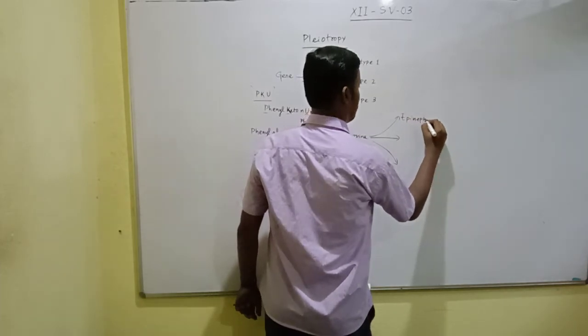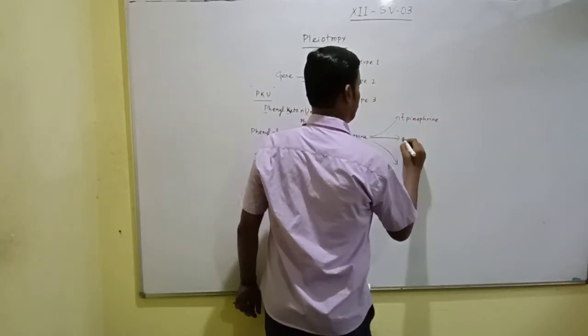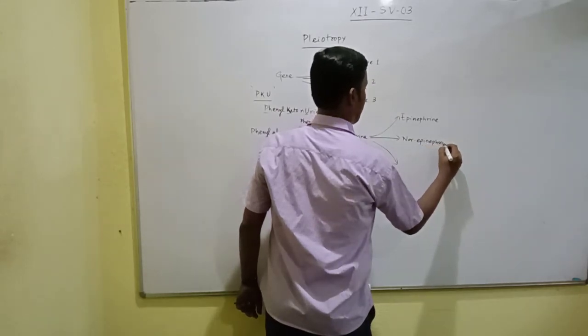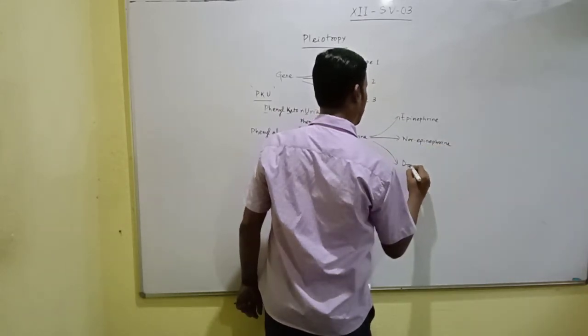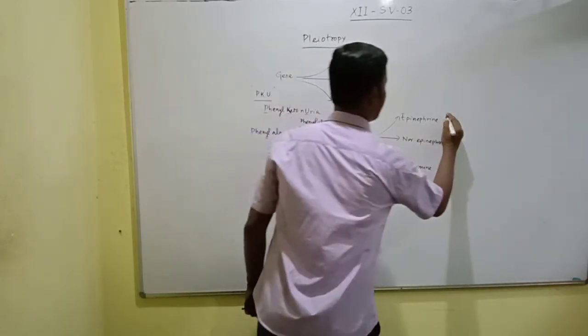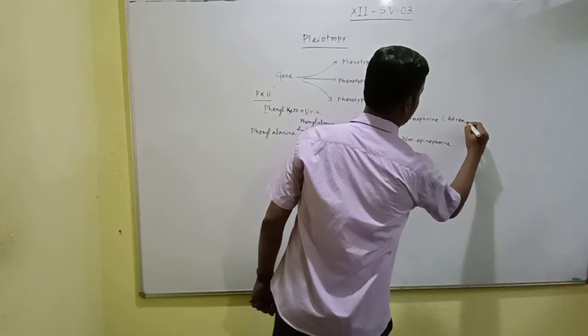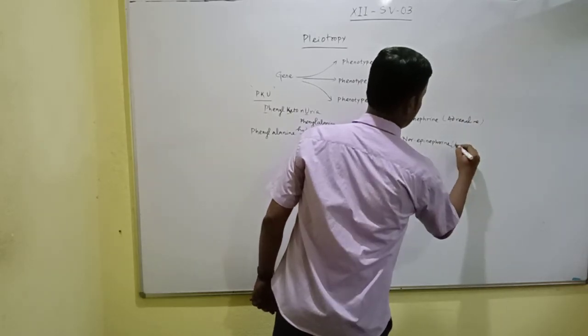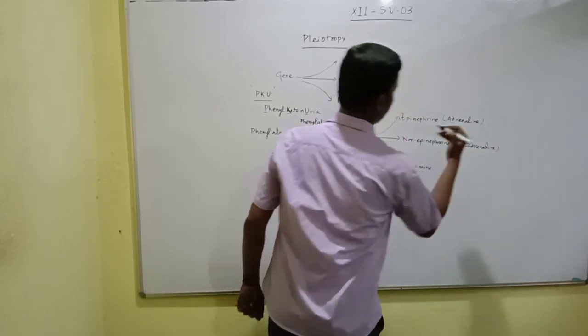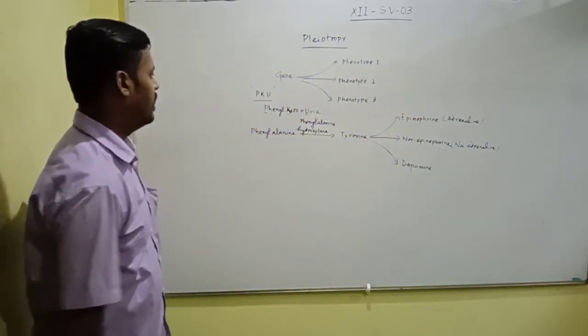Epinephrine, norepinephrine, and dopamine. This is your adrenaline, and this one is noradrenaline. Adrenaline, noradrenaline, dopamine.